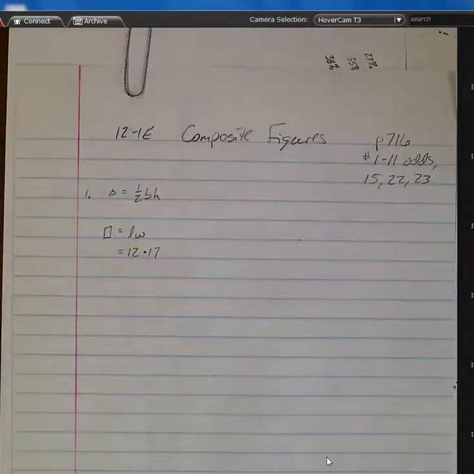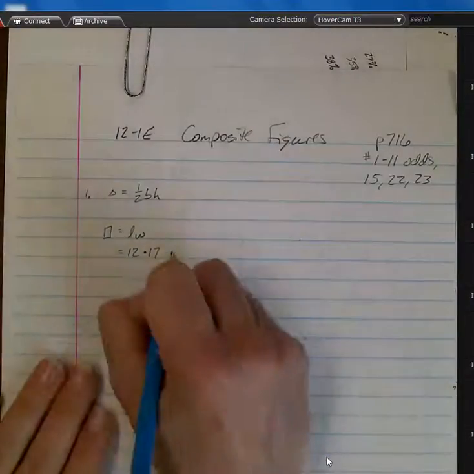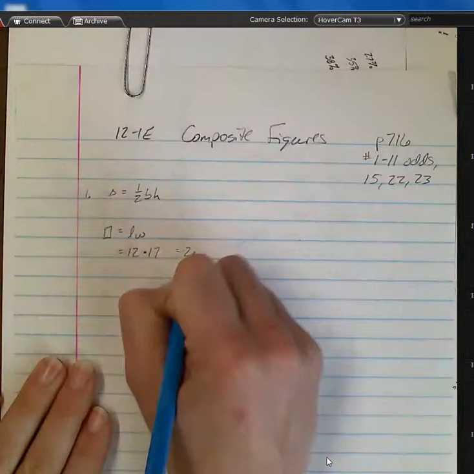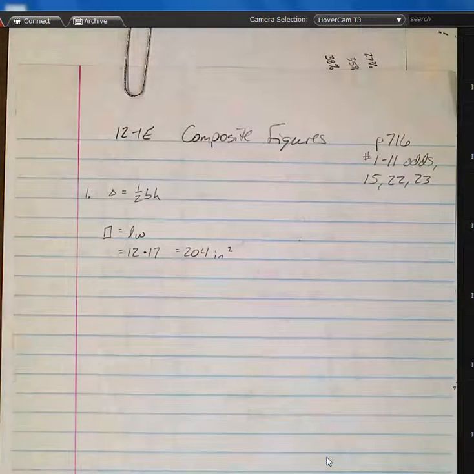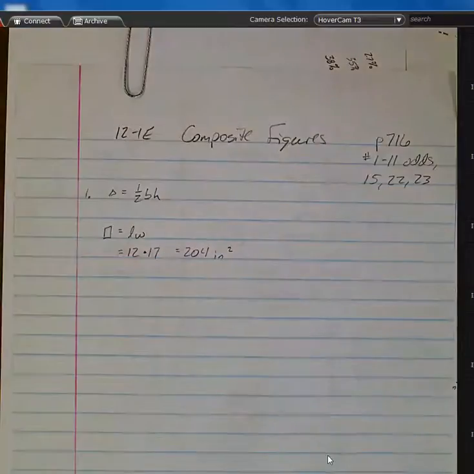And that's 204, thank you. And we're working in inches squared because it's area and everything today's area.